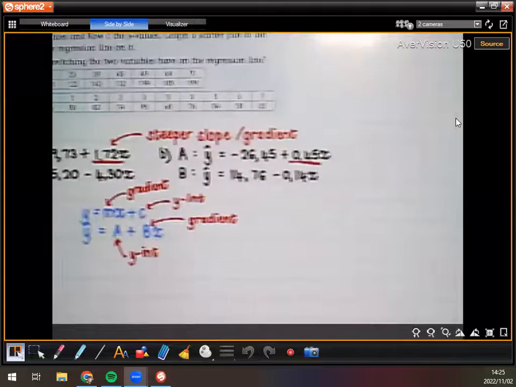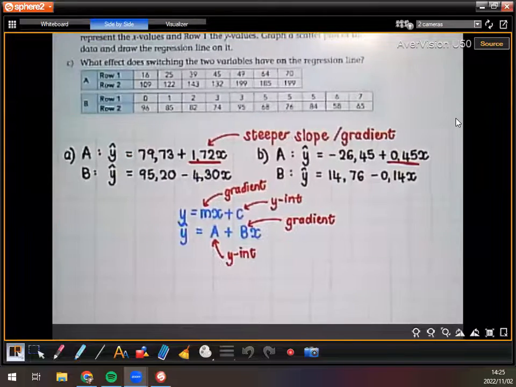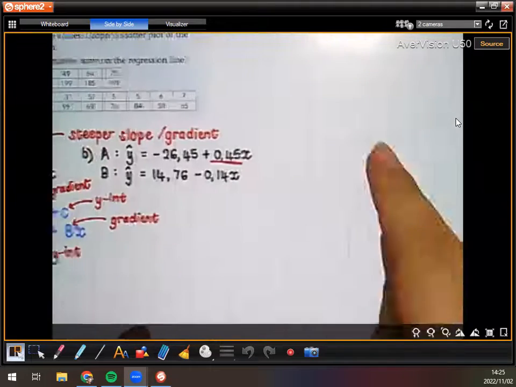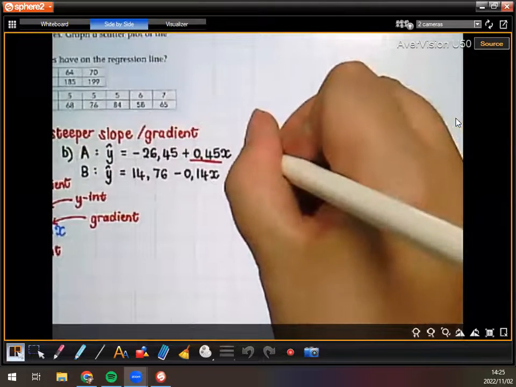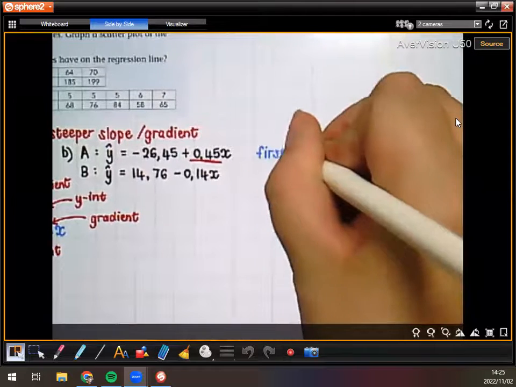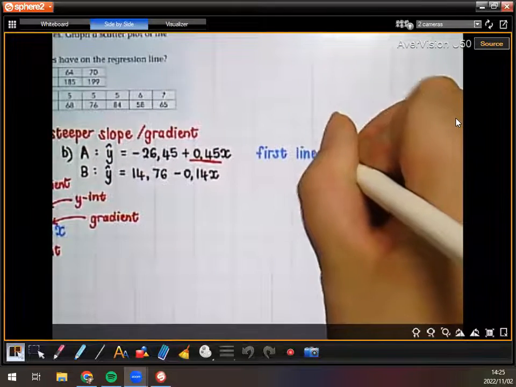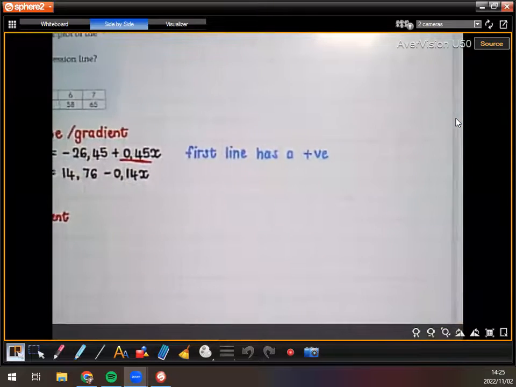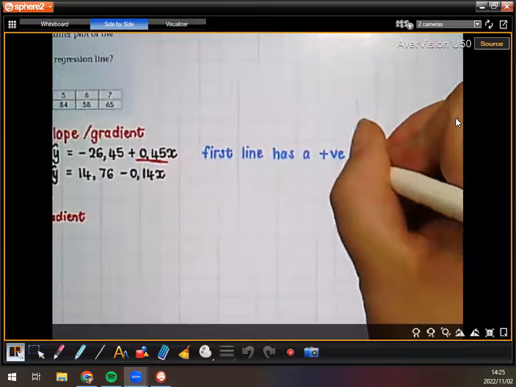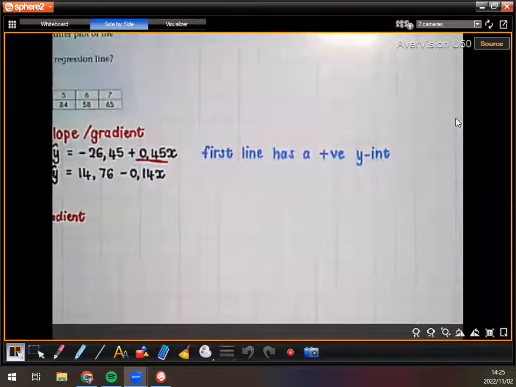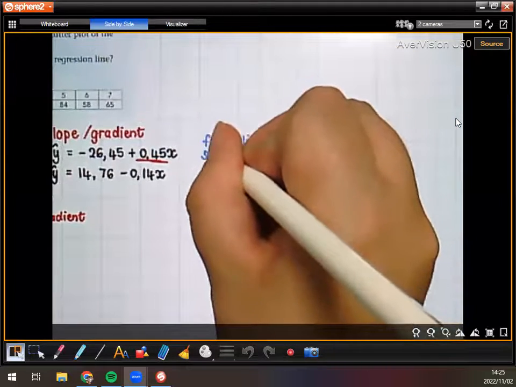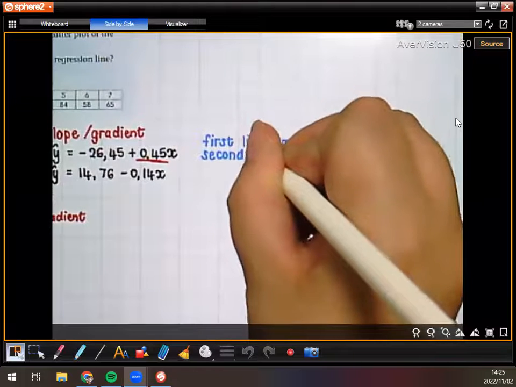I think I'll write that next to it. Are you guys done copying that for the... Okay, so I'm just going to write next to A here. First line, can I do a plus B positive like that? This y-intercept, second line, as a negative.